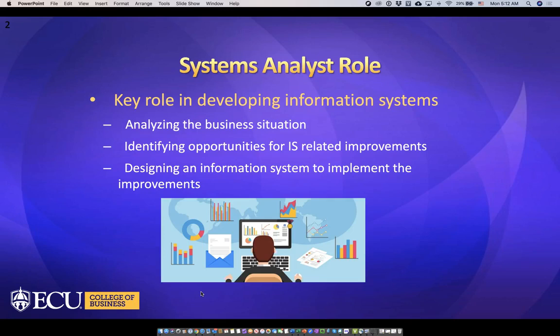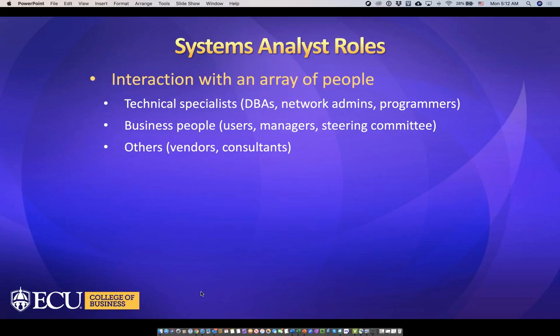A systems analyst role focuses on the IS issues surrounding the whole system with 5 elements that we've talked about. The key things that this analyst does is analyzing a business situation, identifying what kind of opportunities there are for IS related improvements, and designing an information system to implement the improvements that they have suggested. So there's a lot of interaction that's needed with a number of groups of people: technical people, business people, and outsiders such as vendors and consultants.